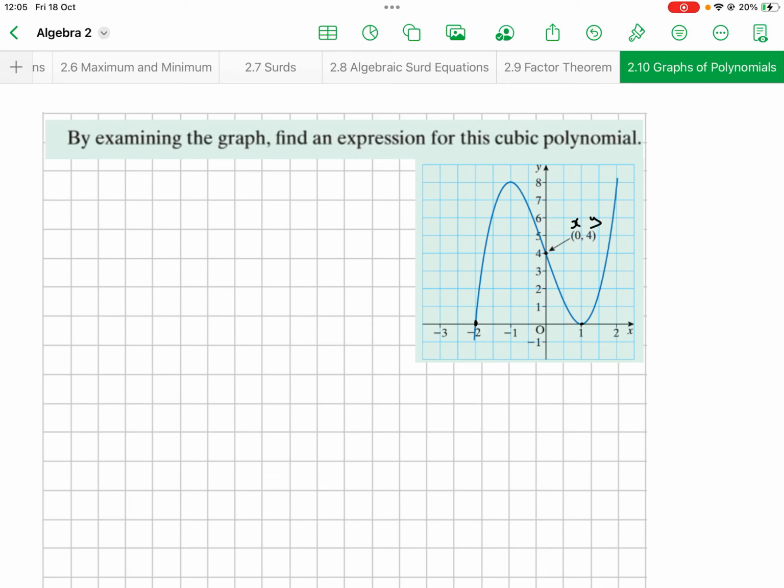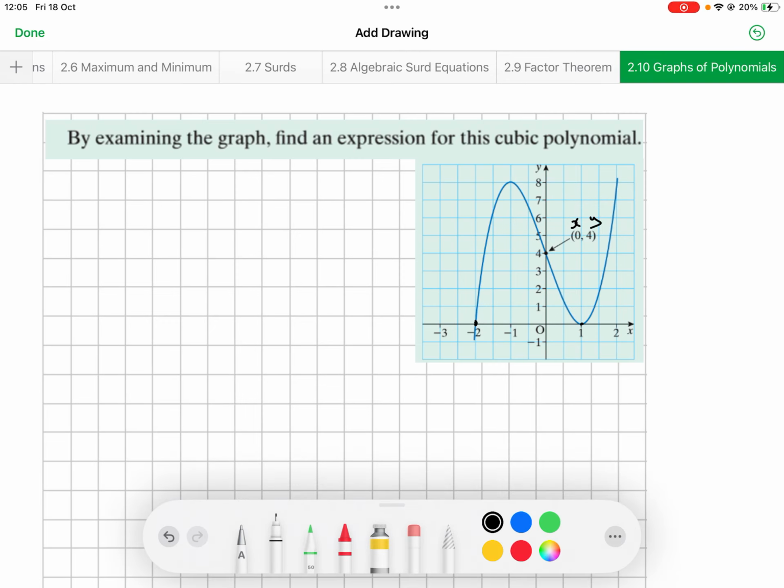Okay, so if we want to find the equation of a graph just from reading the graph, what we have to do is look at the roots. We have to look at where it crosses the x-axis, because if we have the roots, we can change them to the factors, and if we have the factors, we can multiply them together, and that will give us our original graph.